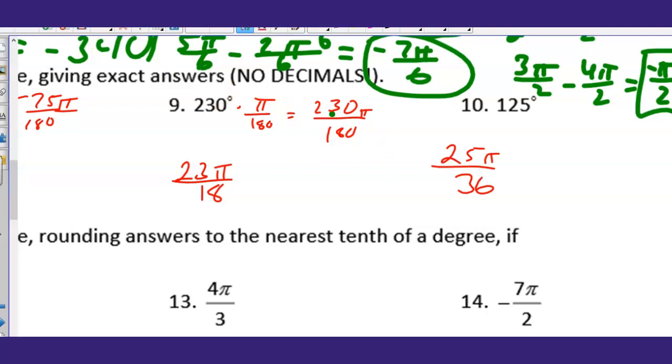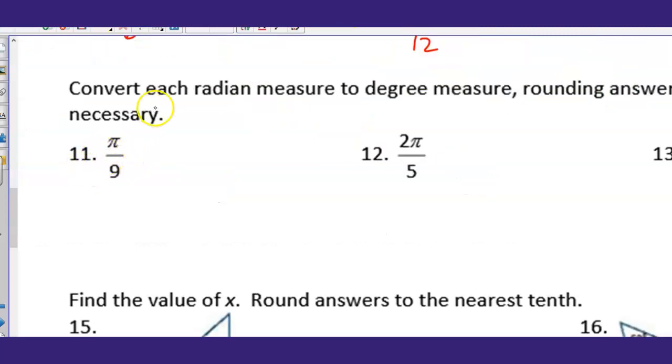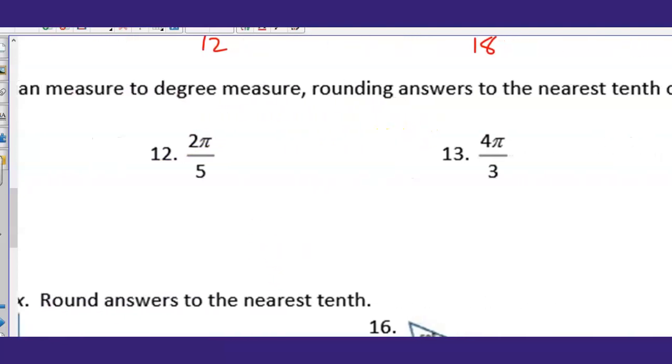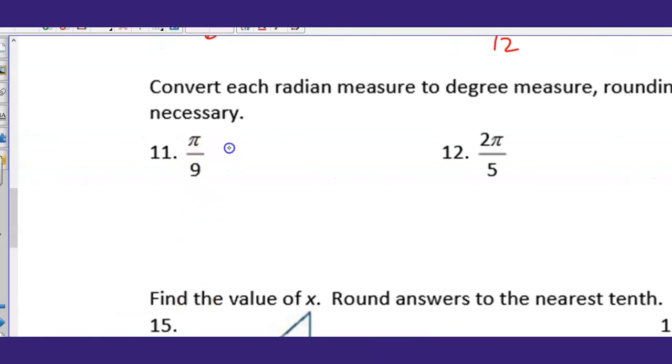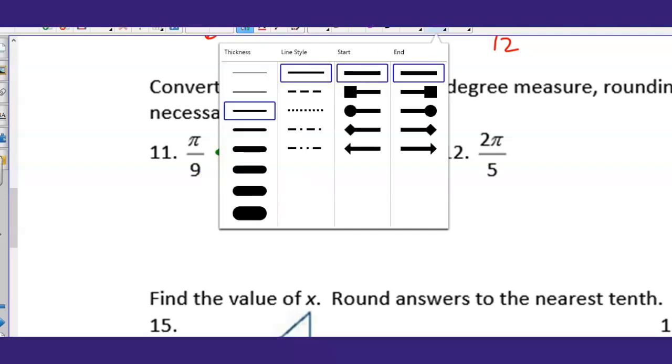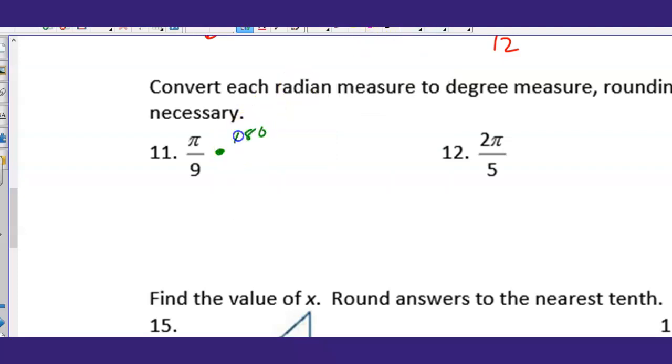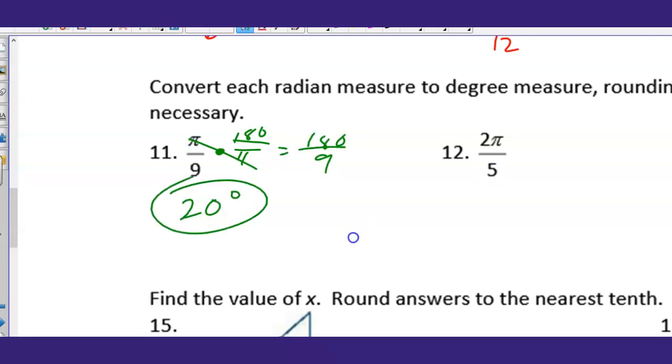Again, right here, we're going to convert each radian measure to degrees, rounding the answers to the nearest 10th of a degree. So to convert this to degrees, we multiply by 180 over pi. And what happens is the pi's cancel, and I have 180 over 9, which is 20 degrees.